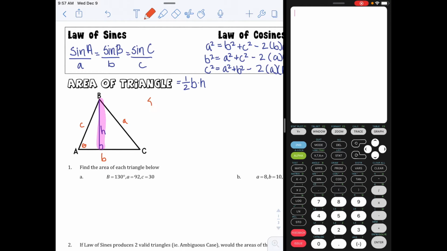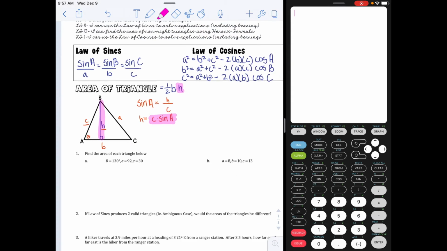I could do sine of angle A is equal to opposite over its hypotenuse, which is side C. And if I cross multiplied here, I'm going to get that the height is equal to side C times sine of A. And what I'm actually going to be doing now is substituting what this H represents into our traditional 1/2 base times height. Okay?